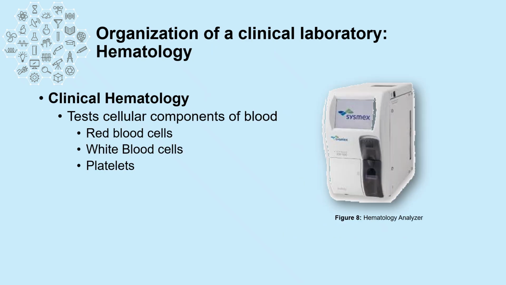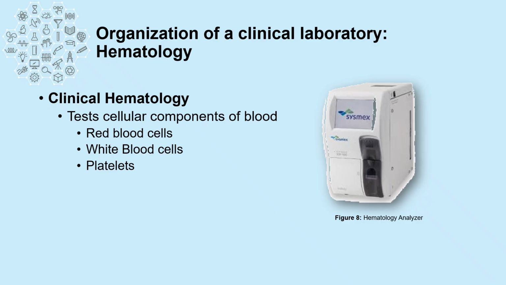So the next department is hematology. Hematology is the study of the cellular components of your blood. In this department, we're going to measure the number of red blood cells, white blood cells, and platelets. So a common test that you do in hematology is something called a CBC or a complete blood count. It's going to measure each one of these components, and then it's going to identify different indices of these components.